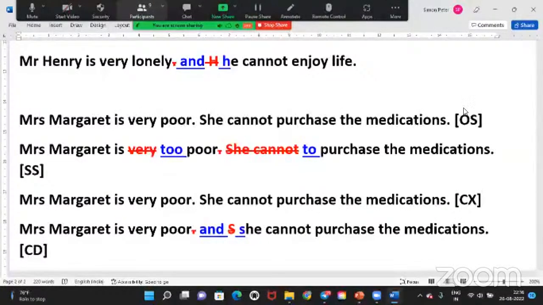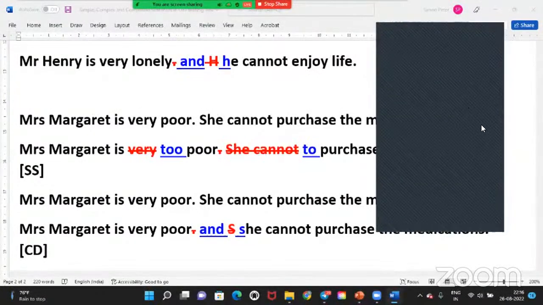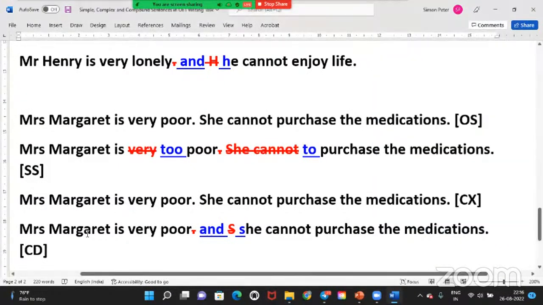Next one is Agatha. Yes, Agatha, the second one you have to tell me. Mrs. Margaret is so poor. So what should I do? You tell me what I should do. Remove the very. Okay, very removed.